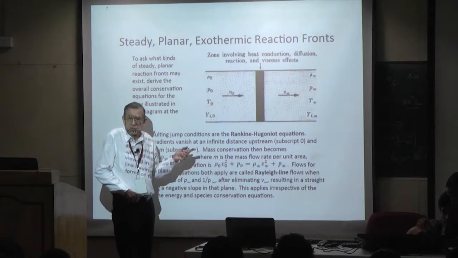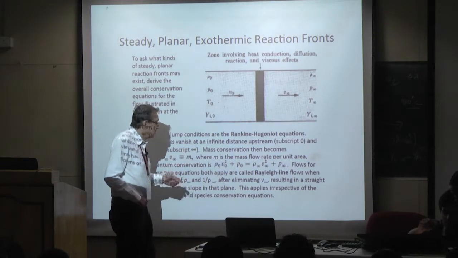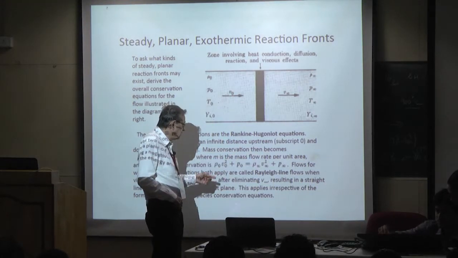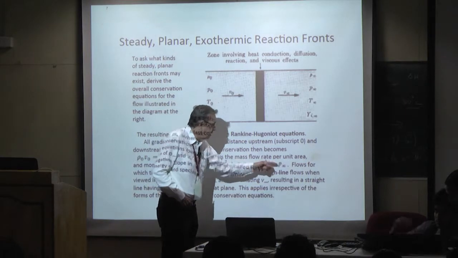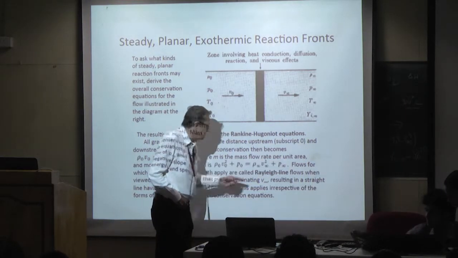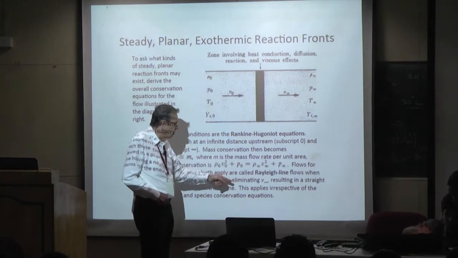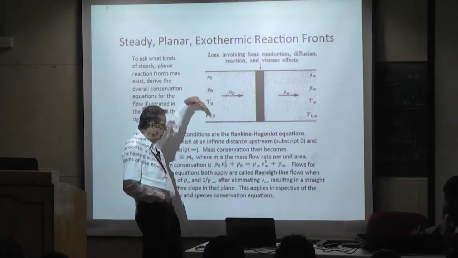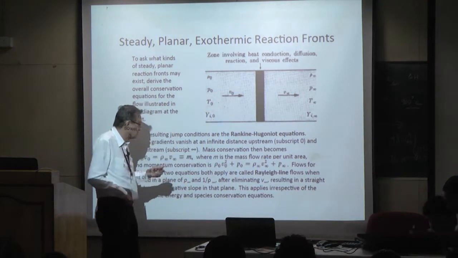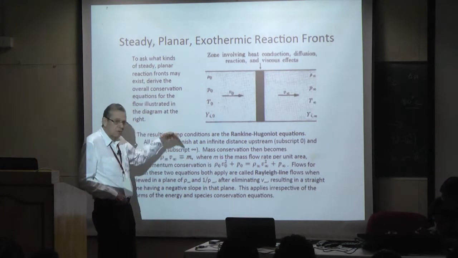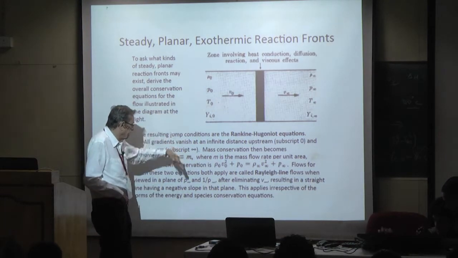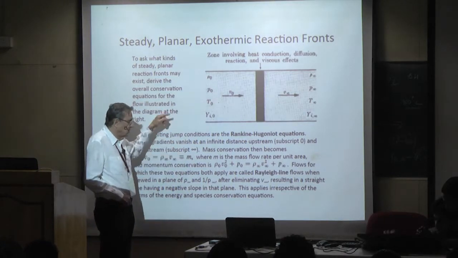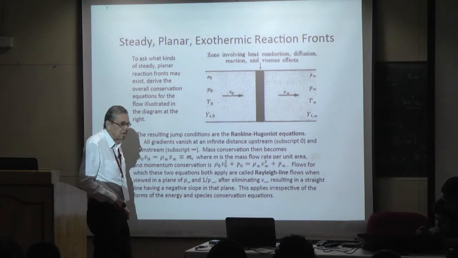Reciprocal density is specific volume per unit mass. So in a PV diagram, this gives you a straight line: (P minus P naught) over (1 over rho infinity minus 1 over rho naught) is equal to the negative of this mass flow rate squared. And so this mass flow rate squared determines the slope of a straight line with negative slope in the PV diagram.